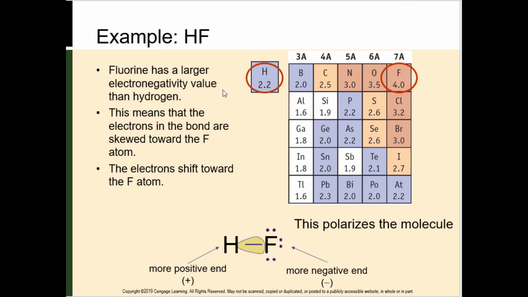Looking again at HF, hydrofluoric acid, fluorine has the larger electronegativity value than hydrogen. We can see just by looking at this table, 4.0 versus 2.2. So when we are drawing out our Lewis structure or a 3D molecule, we can say that this larger number means that that is the more negative end, the more electronegative, because it has a higher electronegativity value. Electrons are shifting towards the fluorine. It's like playing tug of war, and fluorine is really winning.